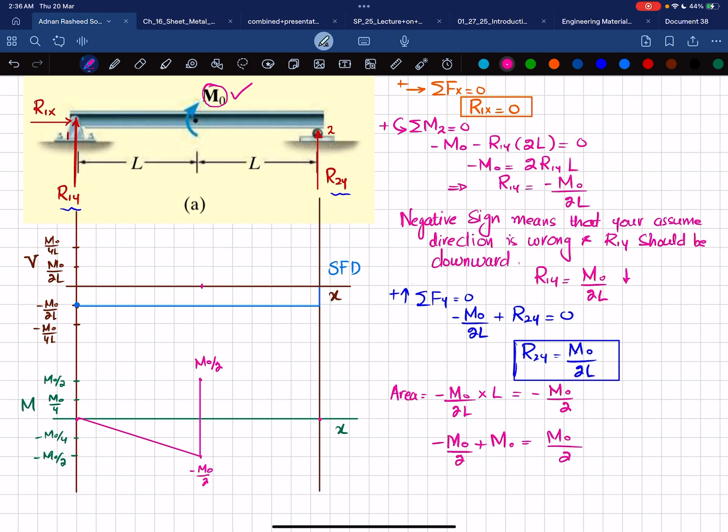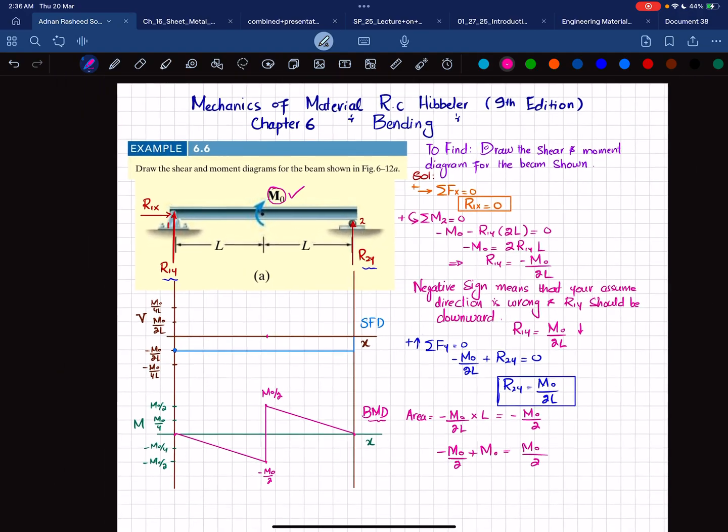And you can see that shear force is a horizontal line with 0 degree, and this area is negative. So bending moment will be a straight line, and its slope will be decreasing. So this will be your bending moment diagram. Okay. And that was all about this example 6.6.